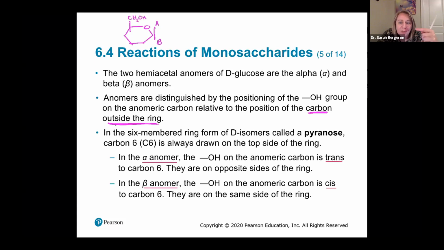So if it's an alpha anomer, oh, you know what? I really should have done it the other way around, right? Position A and B, because if it's in position A, based on that drawing, the OH is trans to our carbon 6. They're on opposite sides of the ring. So if they're on opposite sides of the ring, trans gives you the alpha anomer. If they're on the same side, like B and our carbon 6, then they're the beta anomer because they're cis. Okay.